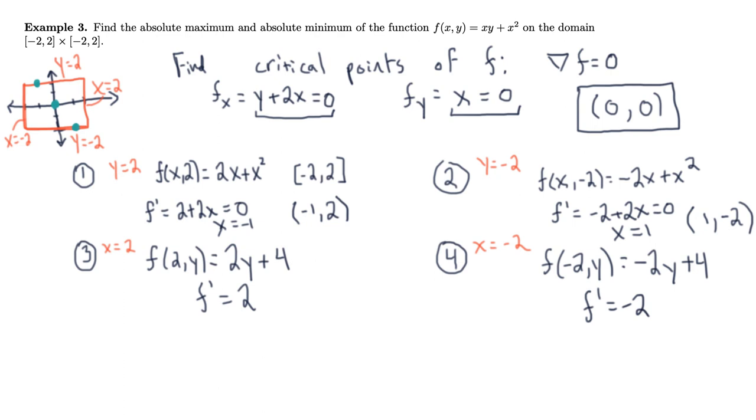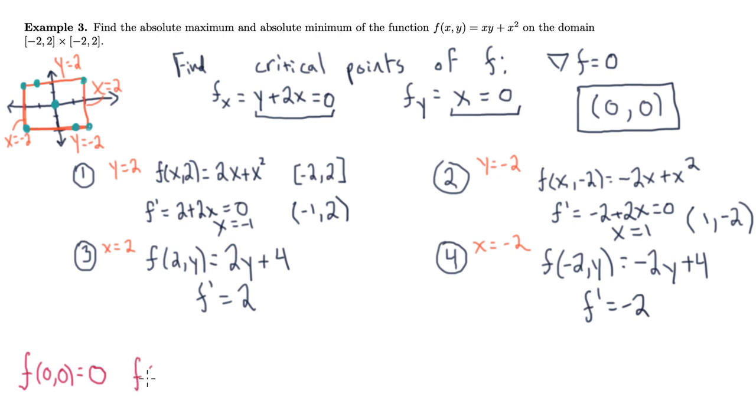Okay, but I also need to test the endpoints of all of these intervals. Here, here, and here. So I have 1, 2, 3, 4, 5, 6, 7 points to test to find where my absolute max and absolute min occurs. So let's get to work. Let's test (0, 0). Well, that's 0.